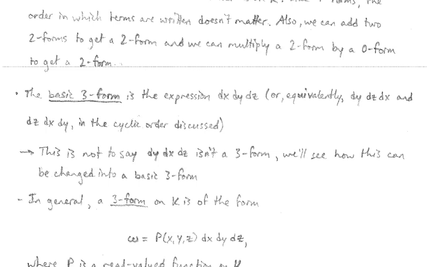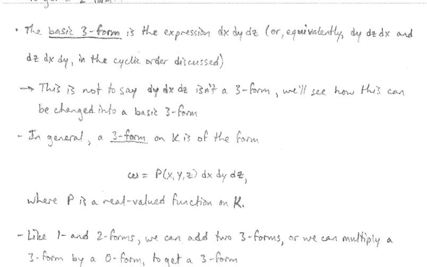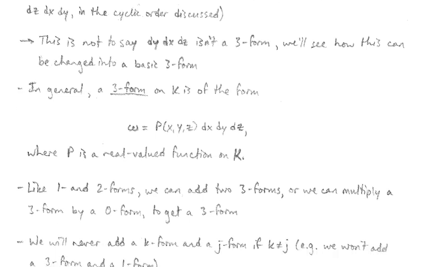In general, a 3 form on K is anything of the form p times dx, dy, dz, and p is a real valued function as well, or a differential 0 form. And just like 1 and 2 forms, we can add 2 3 forms to get a 3 form, or we can multiply a 3 form by a 0 form to get another 3 form. And addition and multiplication, again, as you would think, work in the same kind of way.